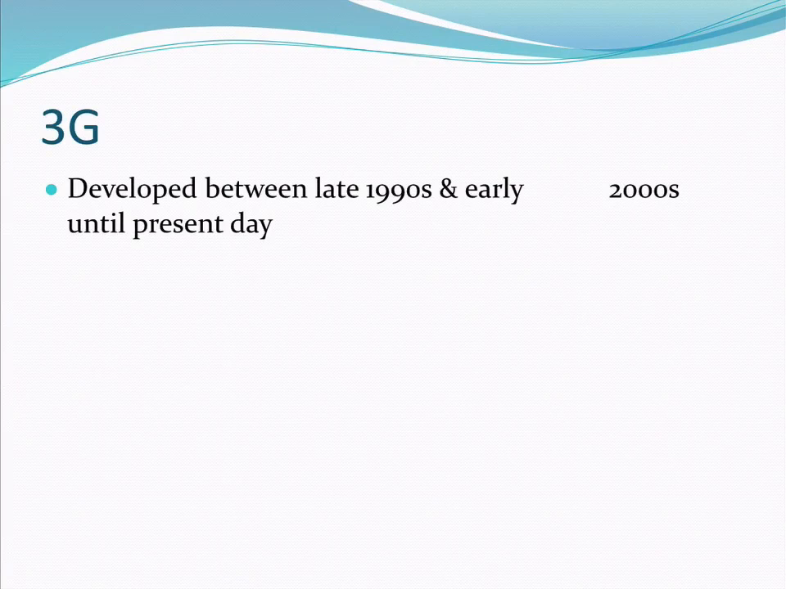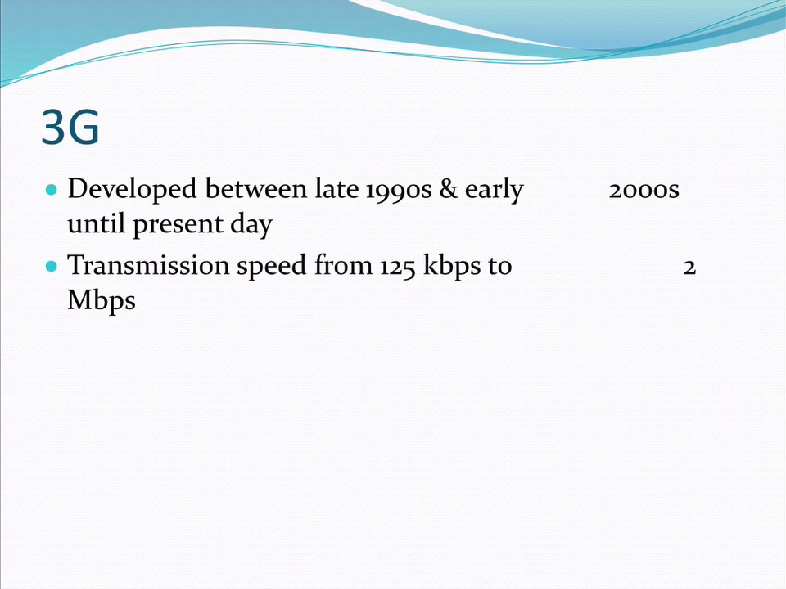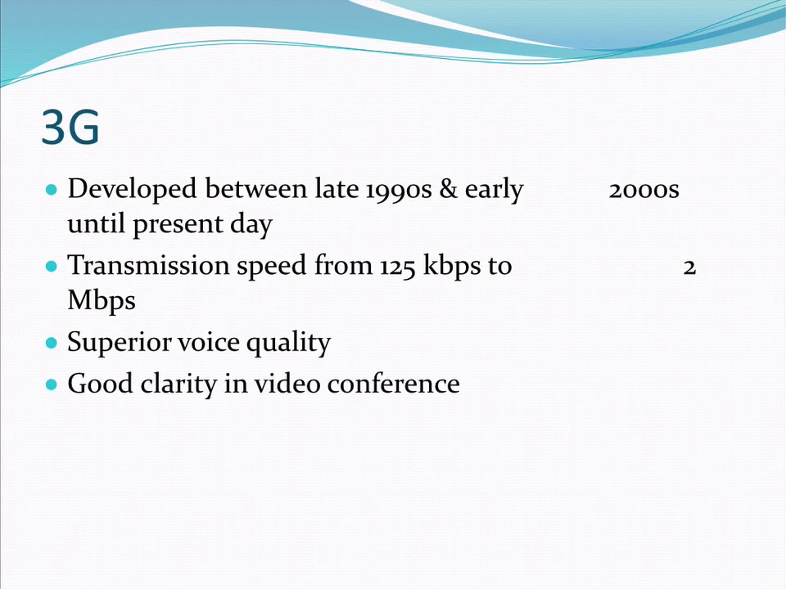And now comes the 3G, the third generation. The third generation was developed between the 1990s and early 2000s until the present day, and transmission speed is from 125 kbps to 2 mbps, and it has super voice clarity. 3G also has good clarity in video conferencing.